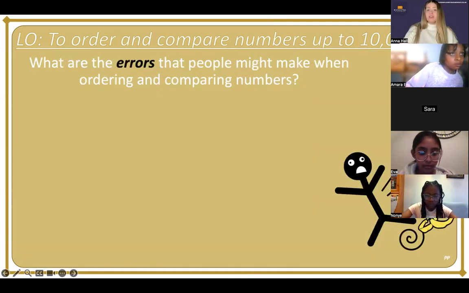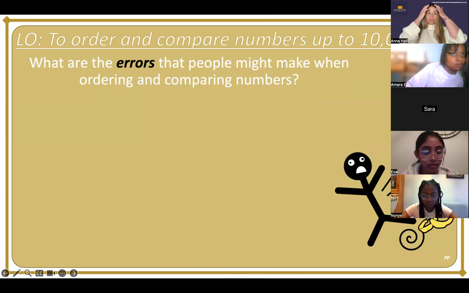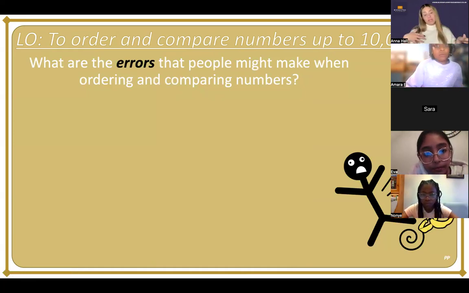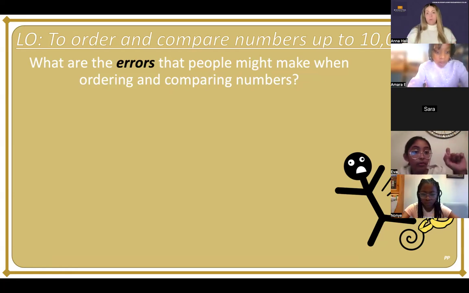That's fantastic. Okay, so what do you think common errors might be when people are ordering and comparing numbers? What do you think are the common errors? What might they get wrong?